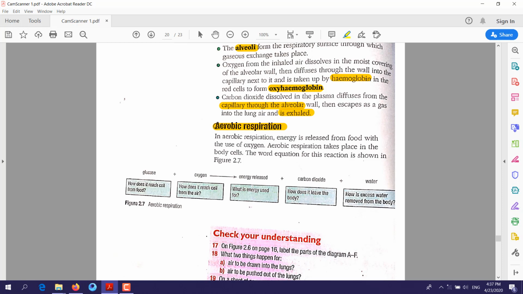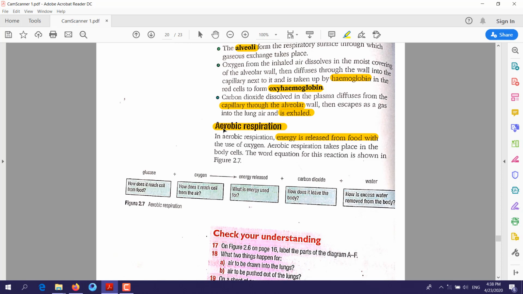Then aerobic respiration. Here you should differentiate between these two words, breathing and respiration. Breathing is the process of inhaling and exhaling: inhaling oxygen, exhaling carbon dioxide. But respiration differs. Respiration is a chemical reaction in which energy is released from food. Respiration is releasing the energy from food.